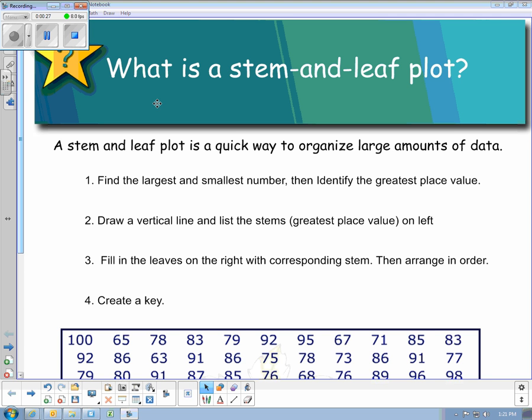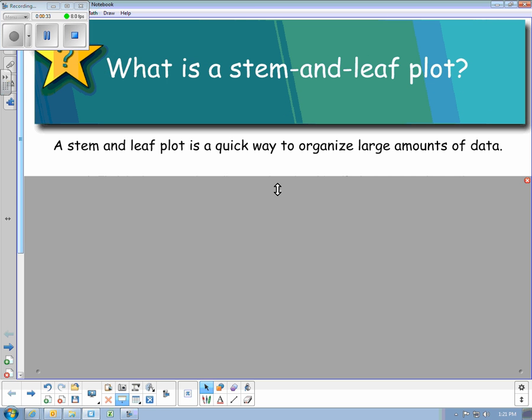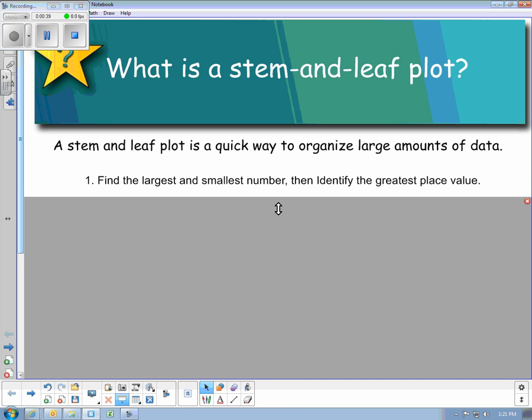A stem and leaf plot is a quick way to organize large amounts of data, and you can look at different categories and how many data points fall under each category. So here are the steps to creating the stem and leaf plot. The first one is to find the largest and the smallest number and identify the greatest place value. So figure out where the smallest number is, figure out where the largest number is in your list, because a lot of times this data isn't listed in order, so we have to find them throughout the list. Then we have to figure out the place value as well.